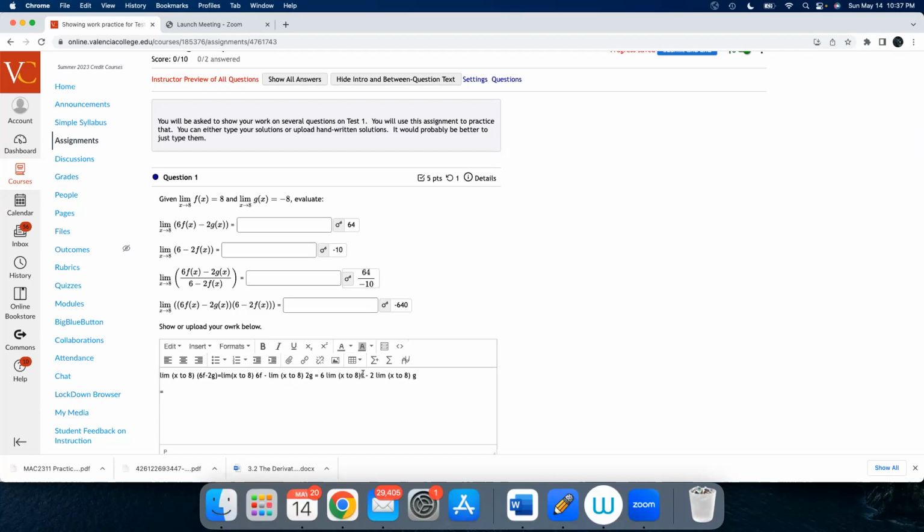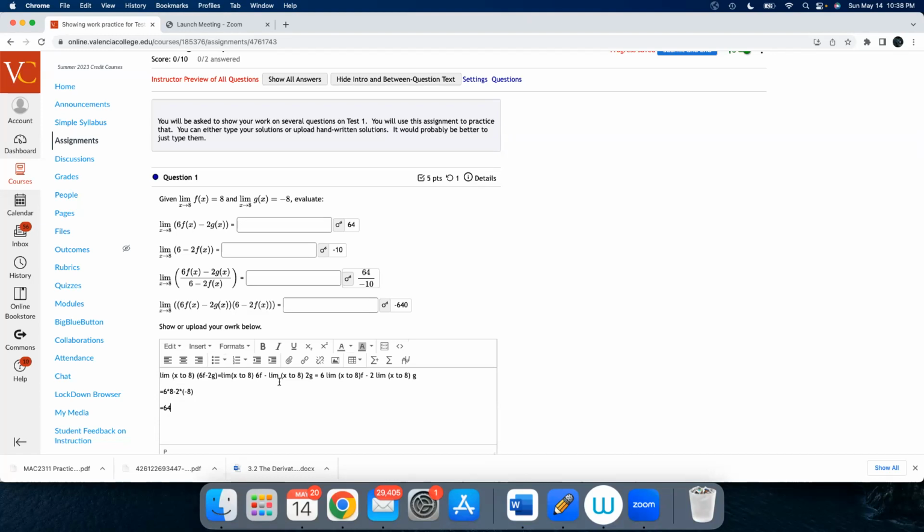I know the limit as X goes to 8 of F is 8 and so forth. So I just type all this out. This would be 6 times 8 minus 2 times negative 8. And then you do all the work. What was it, 64? Yeah, 48 plus 16. Okay, so I can figure out how to grade that. That's really ugly, but I could grade it.